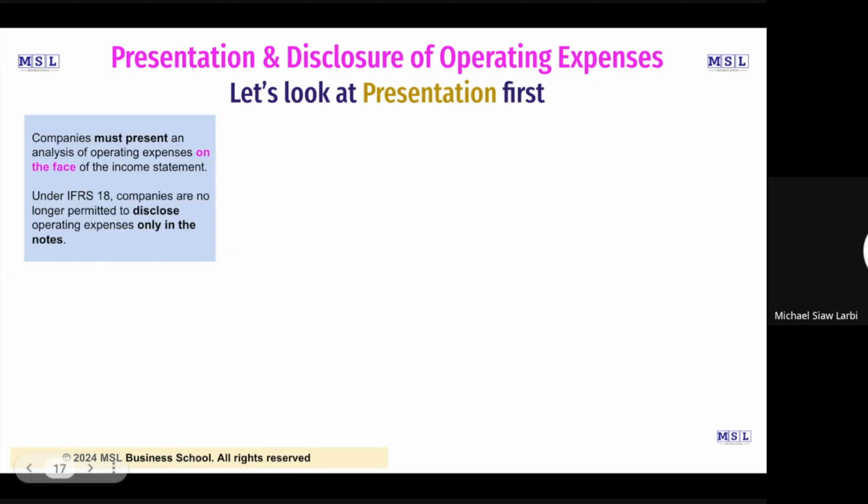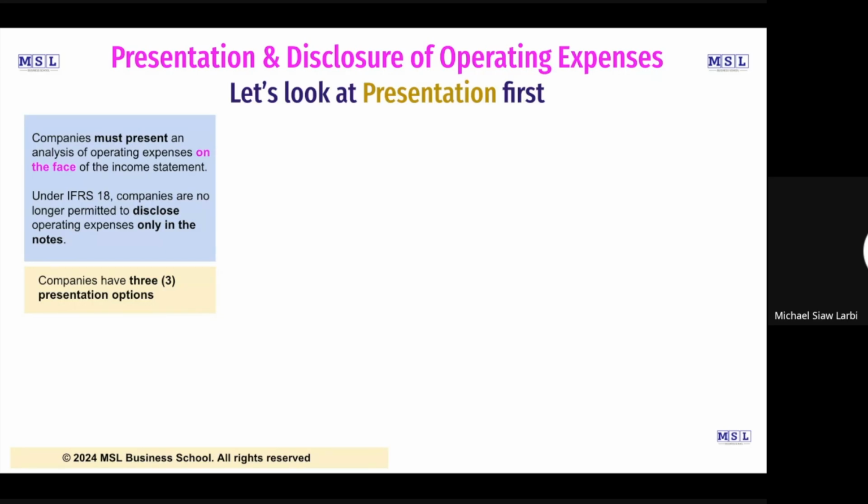So first thing we need to note is that companies must present an analysis of the operating expenses on the face of the income statement. Under IFRS 18, nobody is permitted to disclose everything only in the notes. You can't say, oh, I have a few lines on the face of the P&L, everything else you can find in the notes. No, you must present some analysis on the face of the P&L, mandatory presentation. Don't push everything to the notes, right?